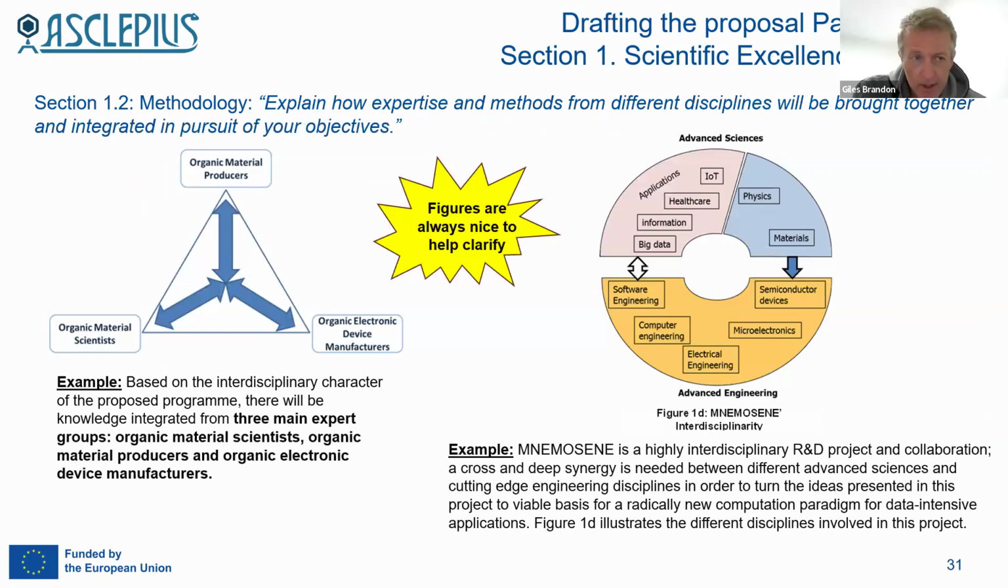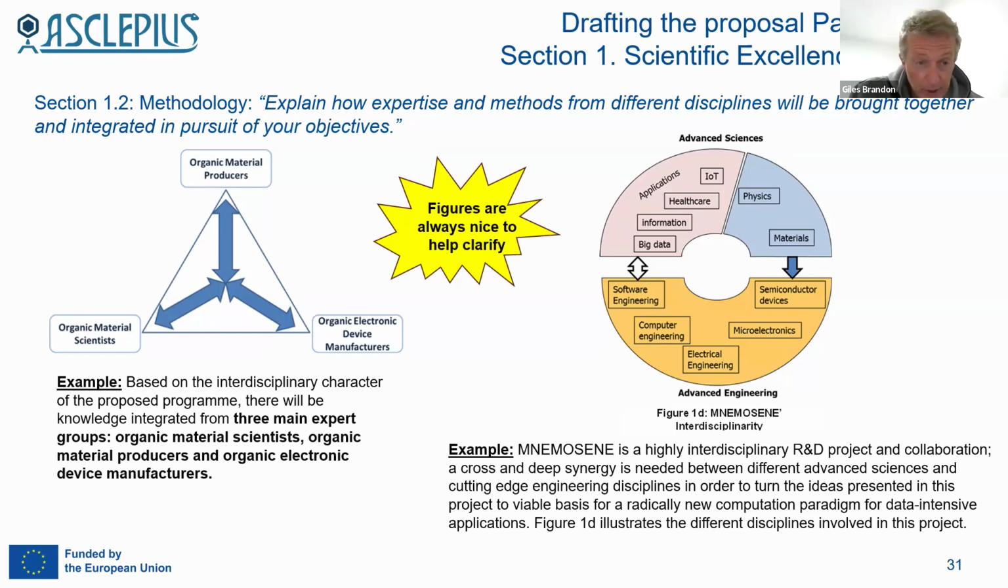Also, lastly, in this section 1.2 methodology, it says explain how expertise and methods from different disciplines will be brought together and integrated in pursuit of your objectives. Of course, you can write text to explain this, but as I said before, it's always quite nice to have figures and tables. It helps break up the proposal, makes it a bit easier.